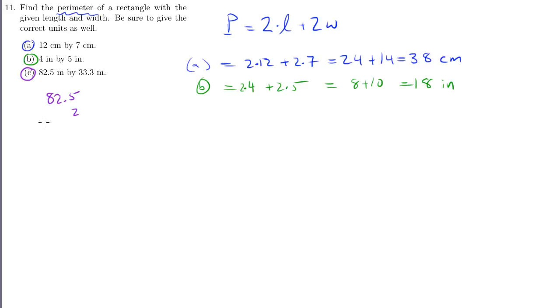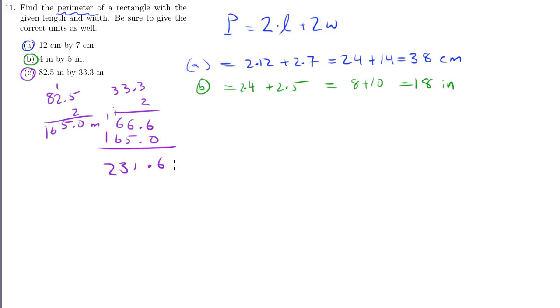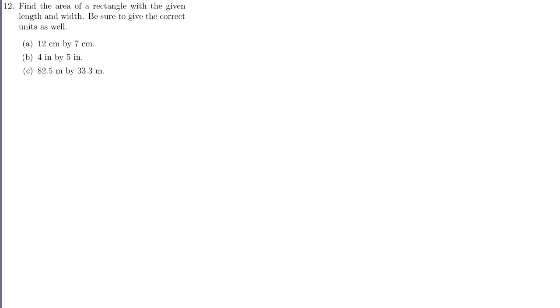So I'm going to multiply that by 2. 165 meters by 33.3 meters. Going to multiply that by 2, and we'll get 6.6. We add them up together, 165.0, 6.1312, 231.6 linear meters. Great. Next, we're going to do areas for these same values.